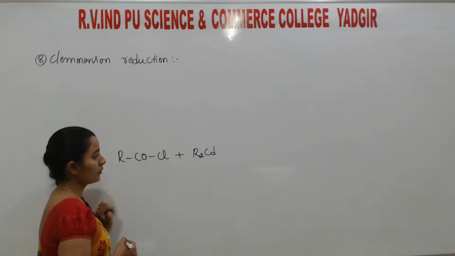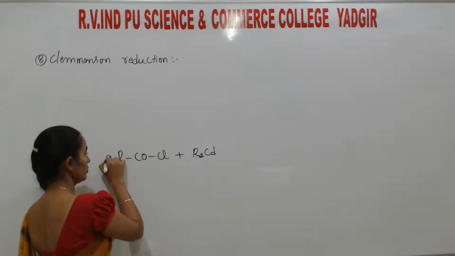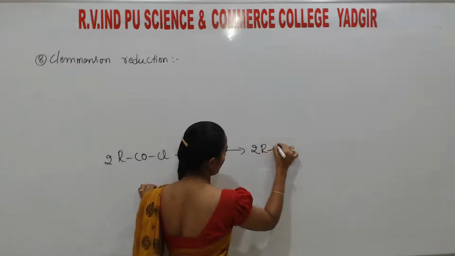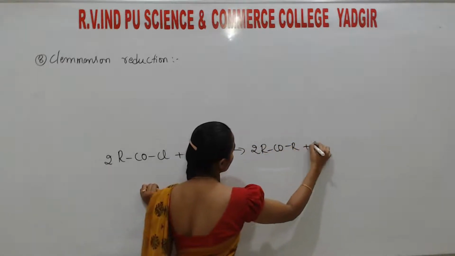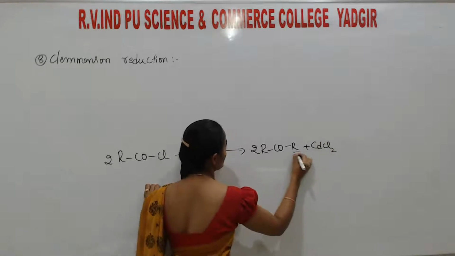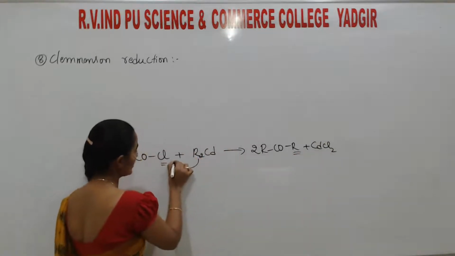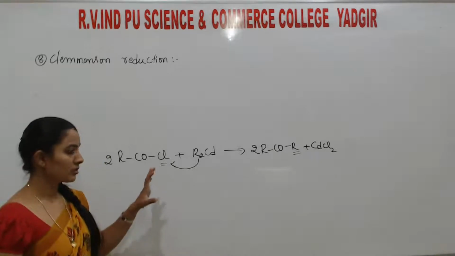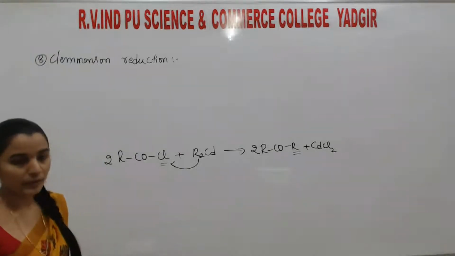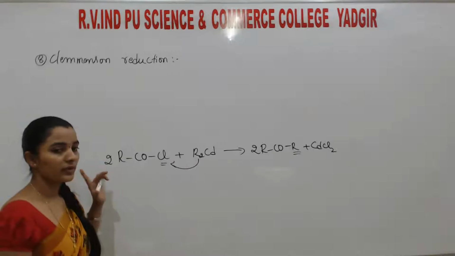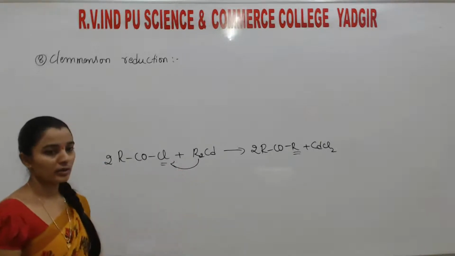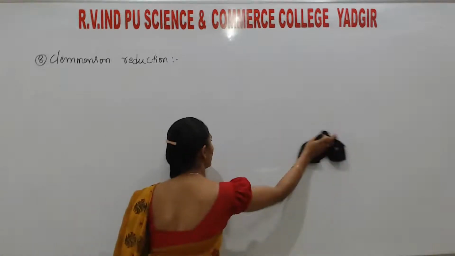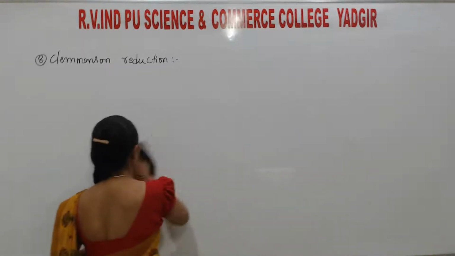Alkyl cadmium compounds: here you take two moles because two R groups are there. Then it is 2RCOCl plus R2Cd gives 2RCOR plus CdCl2, which means the Cl is replaced by the R. Not important, but just remember. Ketones may be prepared from acid chlorides by Friedel-Crafts acylation, and another method is this, from dialkyl cadmium compounds.